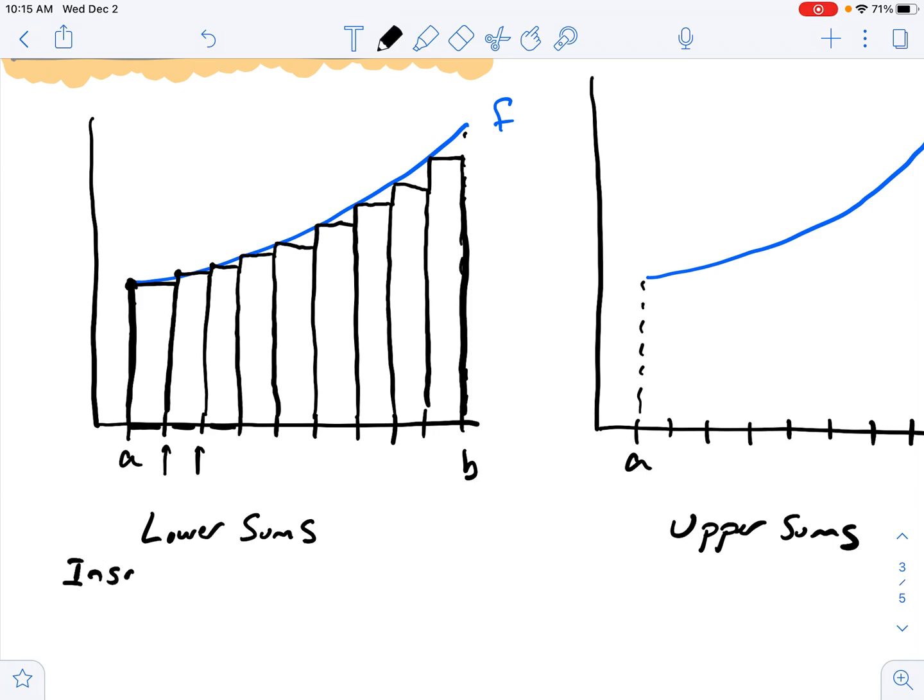Well, if you notice, these are inscribed rectangles. They lie inside of the region. And you should notice that we've got a little bit of area under the curve that we never really account for. So these are going to be a slight under approximation to the actual area.